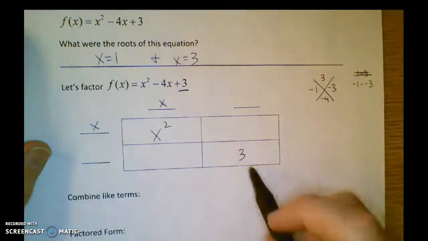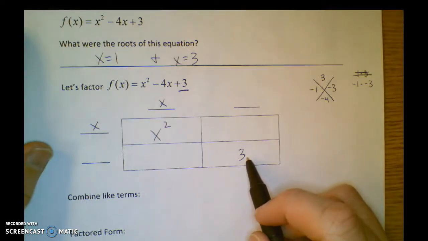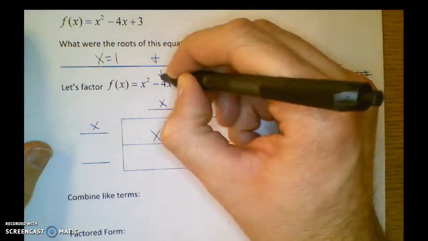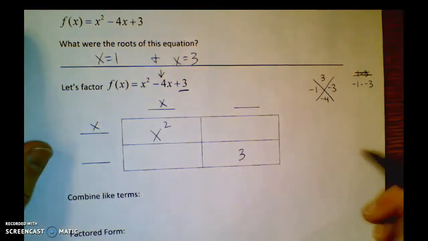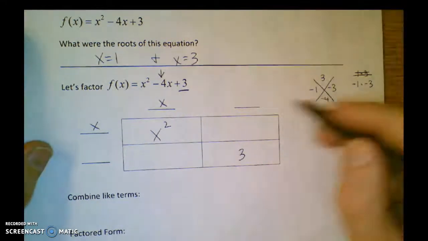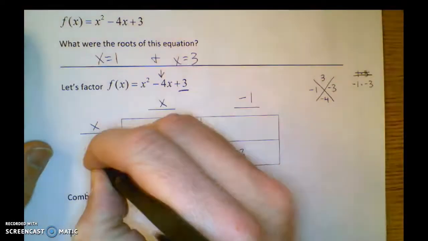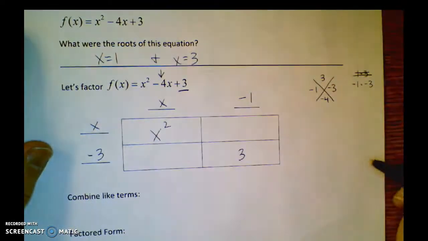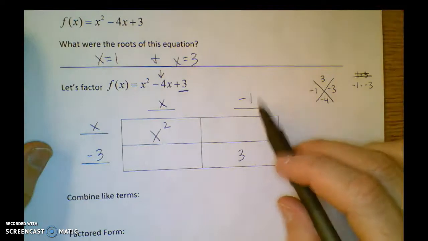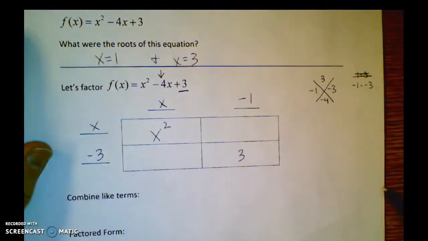Then you look at the 3 and you ask yourself, what two numbers multiply together to give you 3 and add together to be the -4? So there's a condition on it. And we just did the work over here. The two numbers that multiply together to give you 3 and add together to give you -4 are -1 and -3.